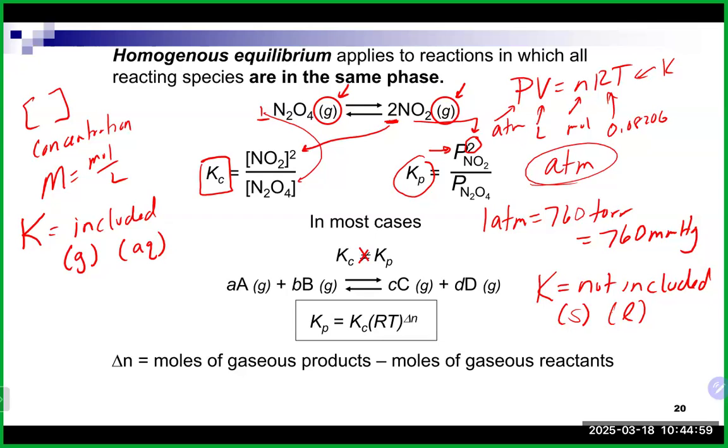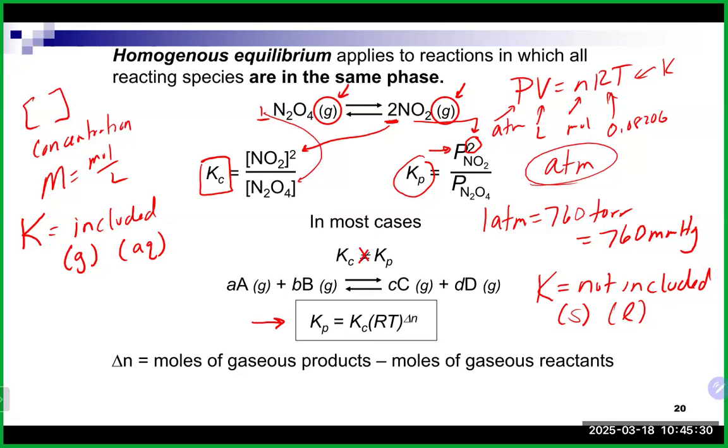Now, what happens if you need to, for example, go from the Kc value to the Kp value? And you may want to know why would you need to do that? Maybe you're given a problem where all you have are concentrations, but you really need the Kp value. So you could calculate the Kc value and then convert it to a Kp. Or vice versa, if you have pressures, but you really need the Kc value, you could also calculate. And that is what this equation is here. This is the equation that will allow you to go between the two.